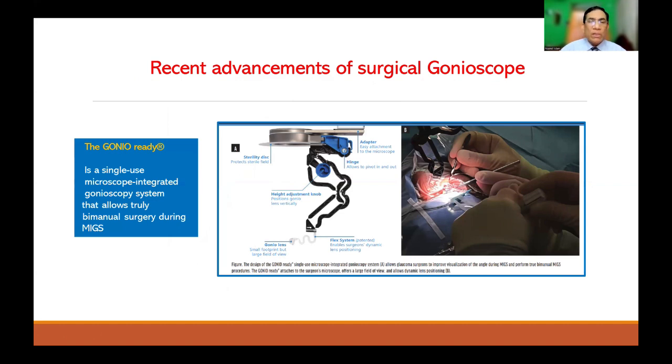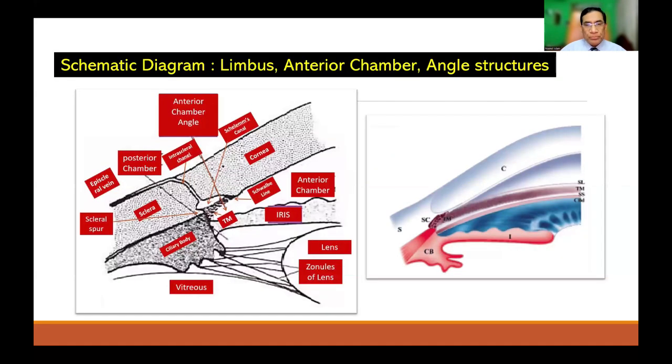And very recently, Dr. Iqbal Ahmed published a report using a gonio-ready lens. That means it is a gonio lens that is connected or fitted with the microscope, so you don't have to hold it with another hand. The surgeon can use both hands during the surgery, and that becomes very easy and more precise. So this is also an improvement of gonioscopy.